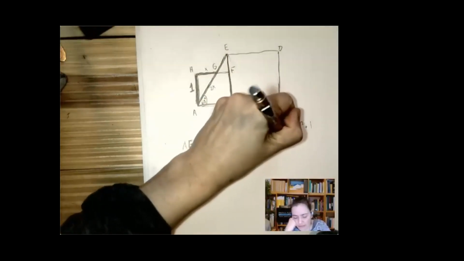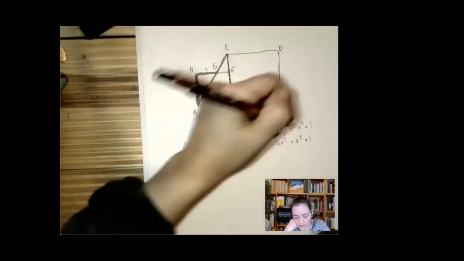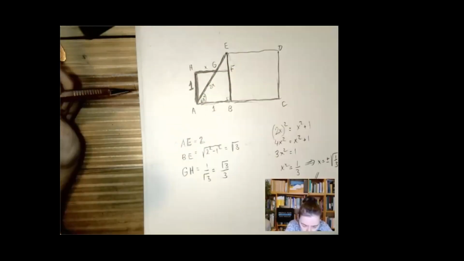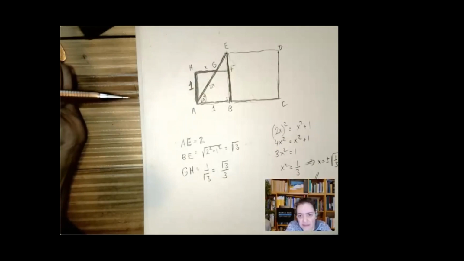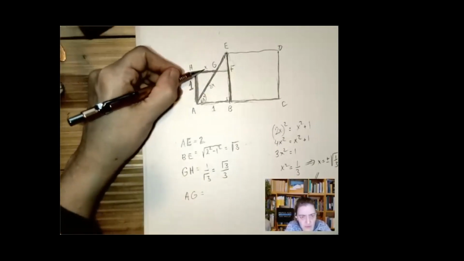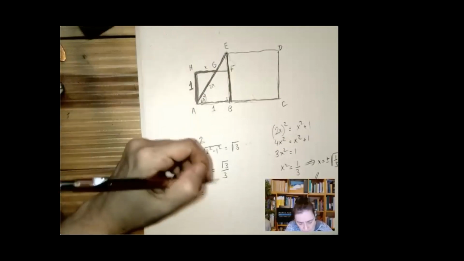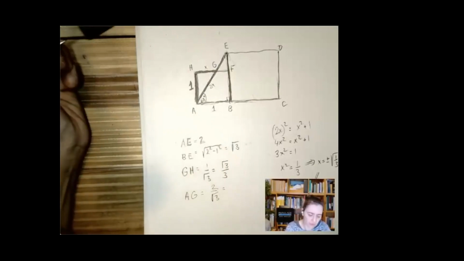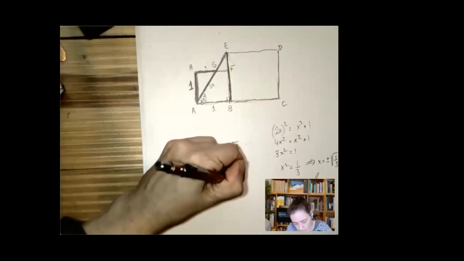So 4x squared is x squared plus 1. 3x squared is 1. x squared is 1 over 3. So x is 1 over square root of 3, or square root of 3 over 3 if we insist on rationalizing it. Now what's next? AG. AG is the hypotenuse in the same triangle, so that's 2x. So it's going to be 2 over root 3, or if we want to rationalize it, 2 root 3 over 3.